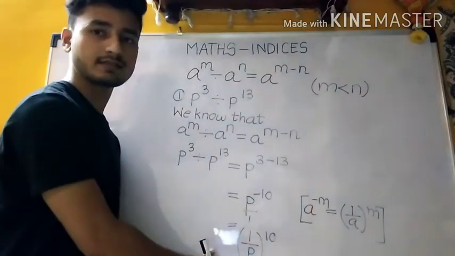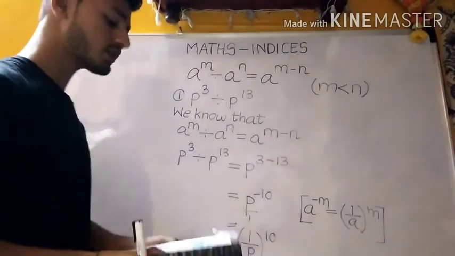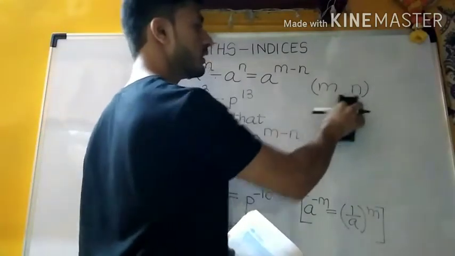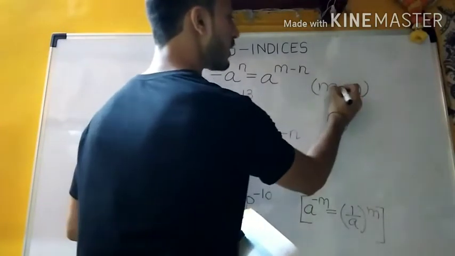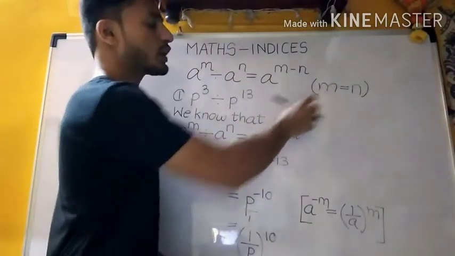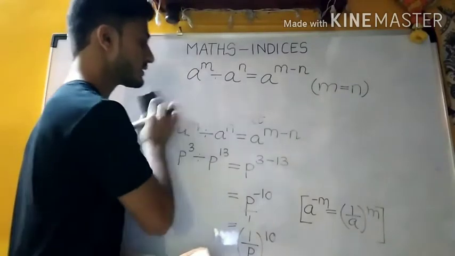Now we are going to talk about case number 3. In case number 3, m and n both are equal. So here also we require an additional law of indices. And what is that law?